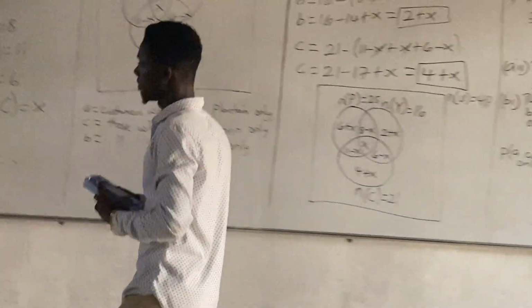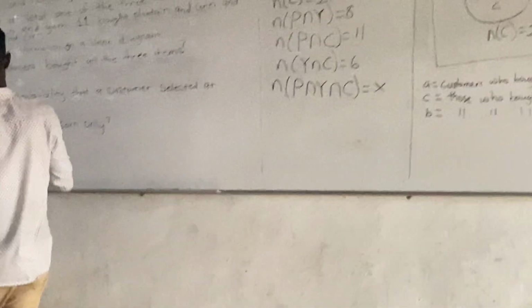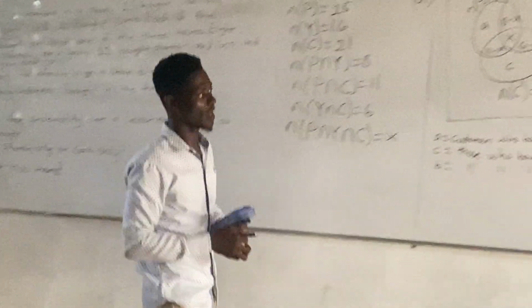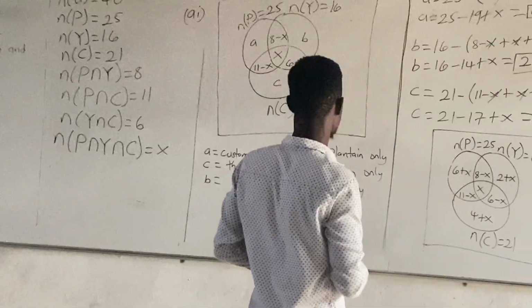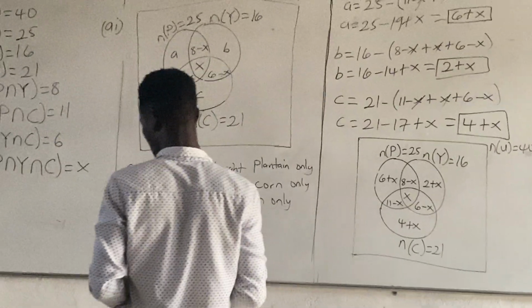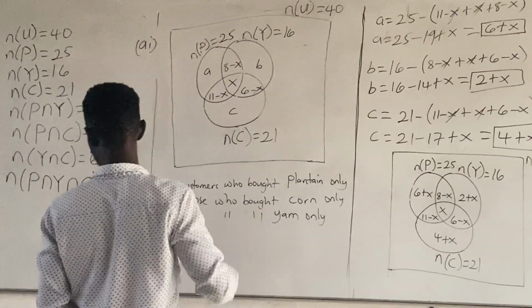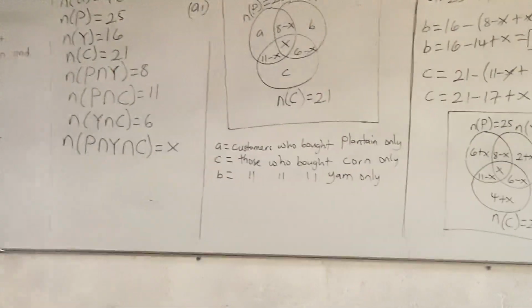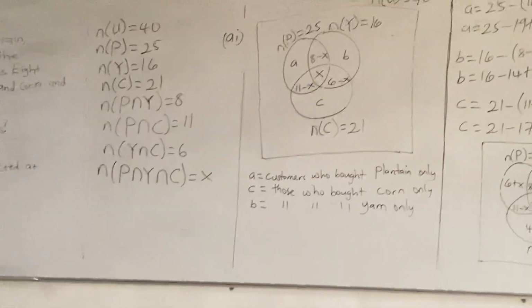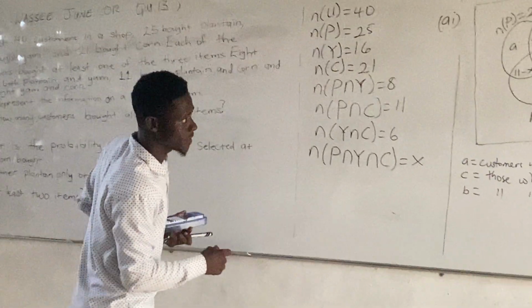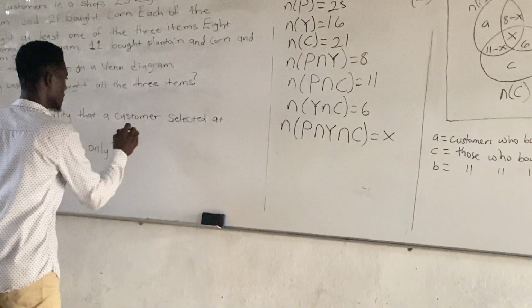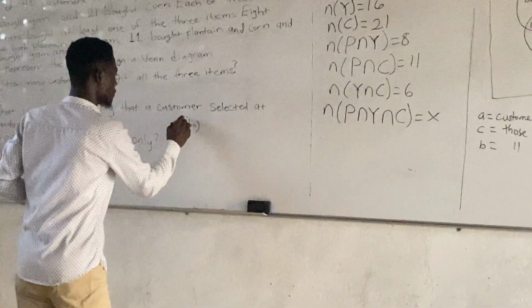Then B says the probability that the customer bought at least 2 of the items. So we need to find the number of customers that bought at least 2 of the items. Now when you hear at least 2 of the items, it means that the minimum is 2. So it should be from 2 to the highest. So we can put it on the side: B, Roman number 2, number of customers.